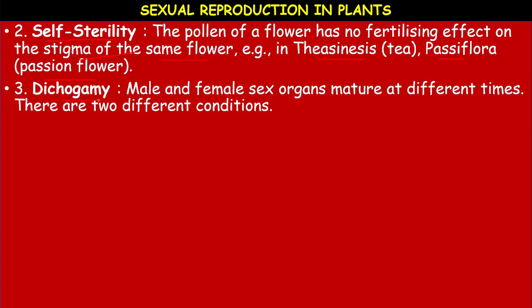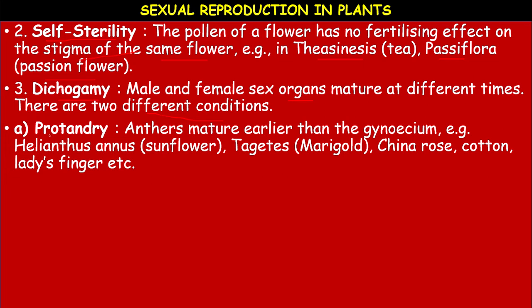Next, dichogamy: the male and female sex organs mature at different times. There are two different conditions, protandry and protogyny. What is protandry? Protandry means the anther or male reproductive organ matures earlier than the female reproductive organ, that is gynoecium. Examples: sunflower, Helianthus annuus, Tagetes, marigold, China rose, hibiscus, cotton, Gossypium, lady's finger.